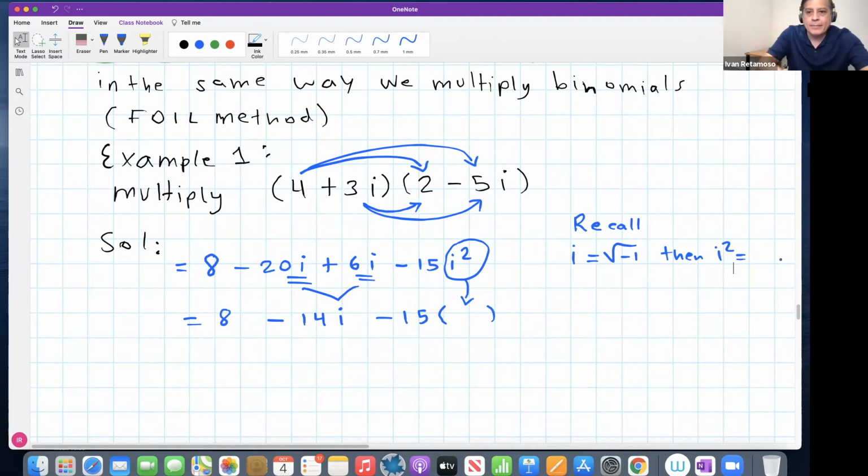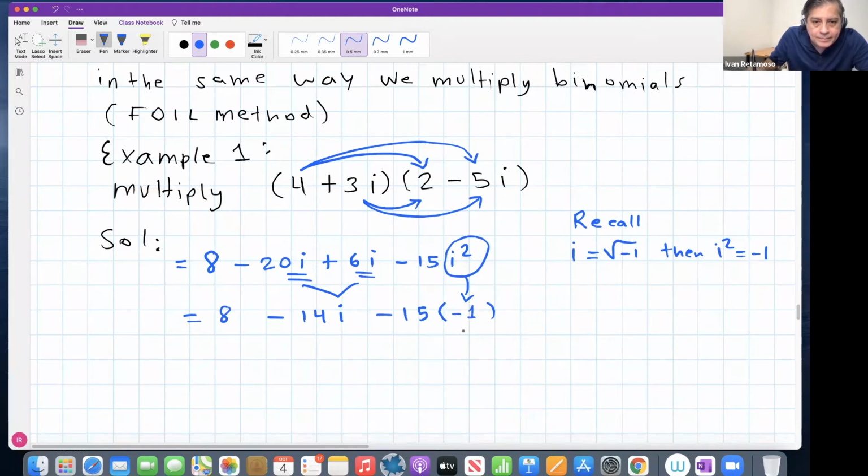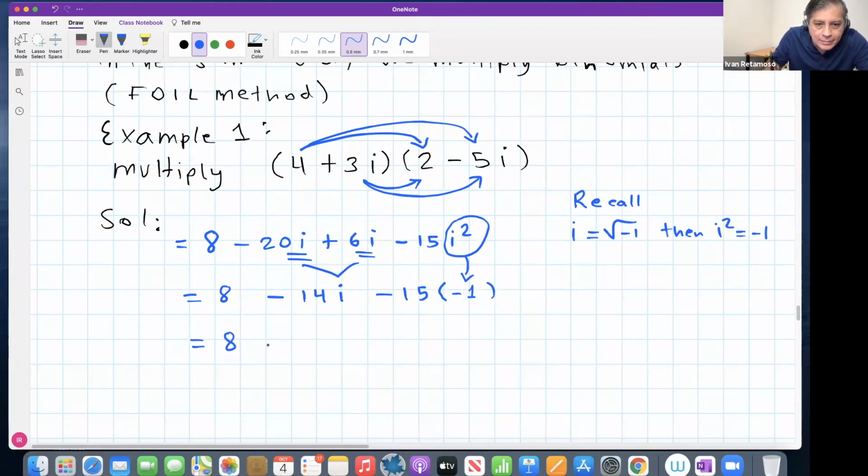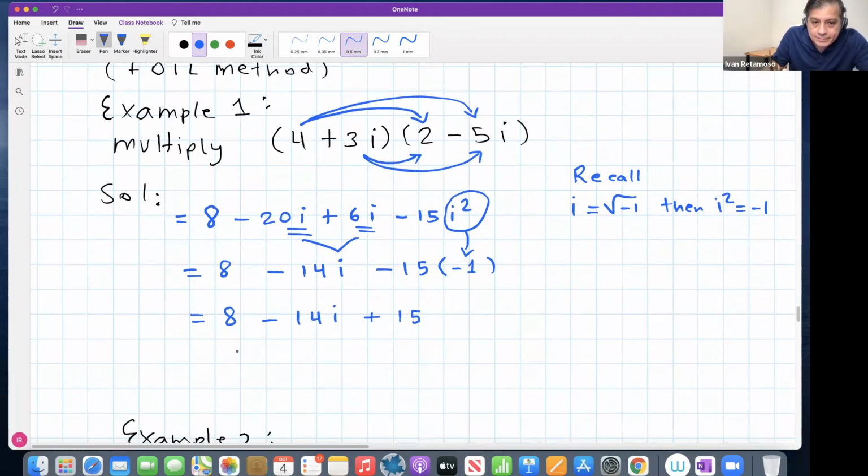it's something that you have to remember to do this. Very good, Gabriela. -1. Very good, excellent. i squared is -1. Try to recall this, guys. Whenever you see i squared, you should substitute that with -1. All right, so we continue our work. 8 minus 14i, minus 15 times -1 is just plus 15. 8 plus 15 is 23. 23 minus 14i. Final answer.